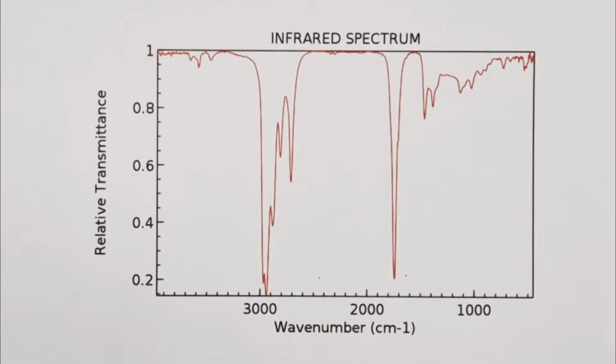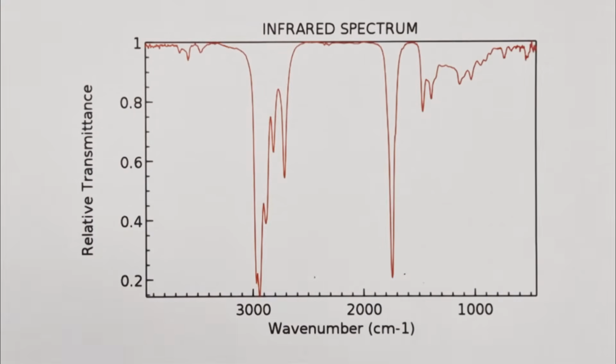The point of this video is to give you some basic tips on the key troughs to look out for that will help you identify different organic molecules. Initially, I just want to talk about where a spectrum like this actually comes from.